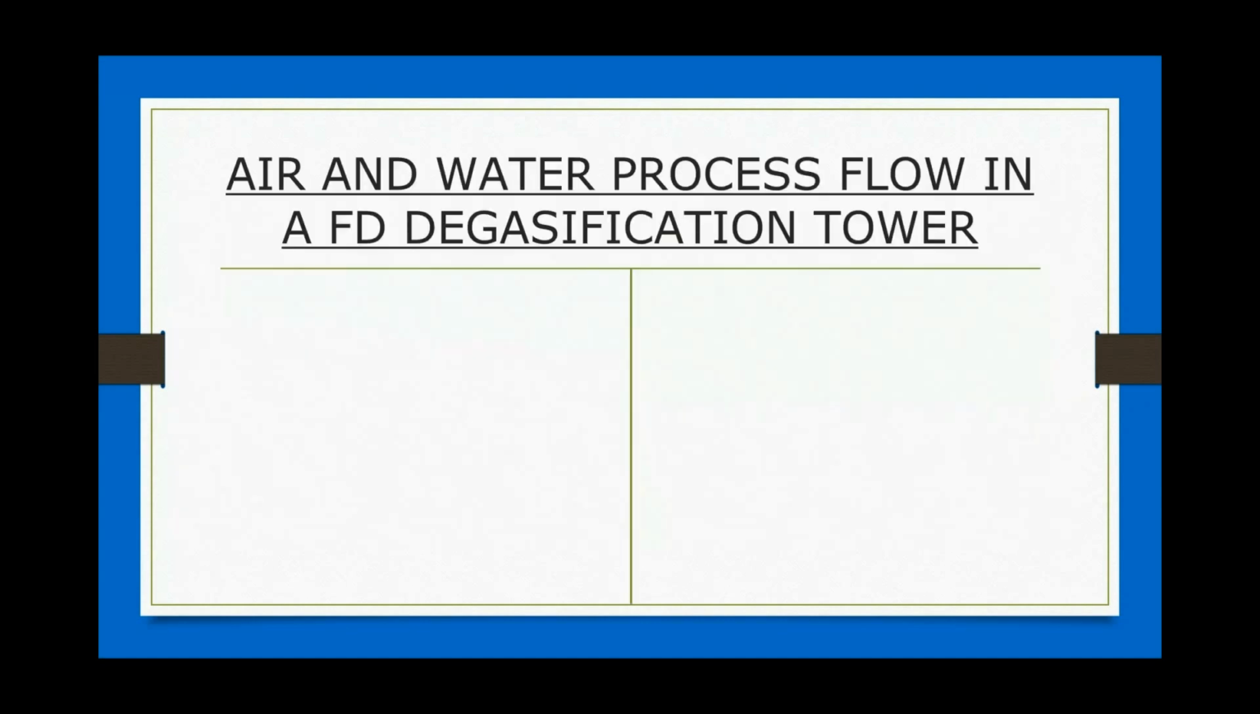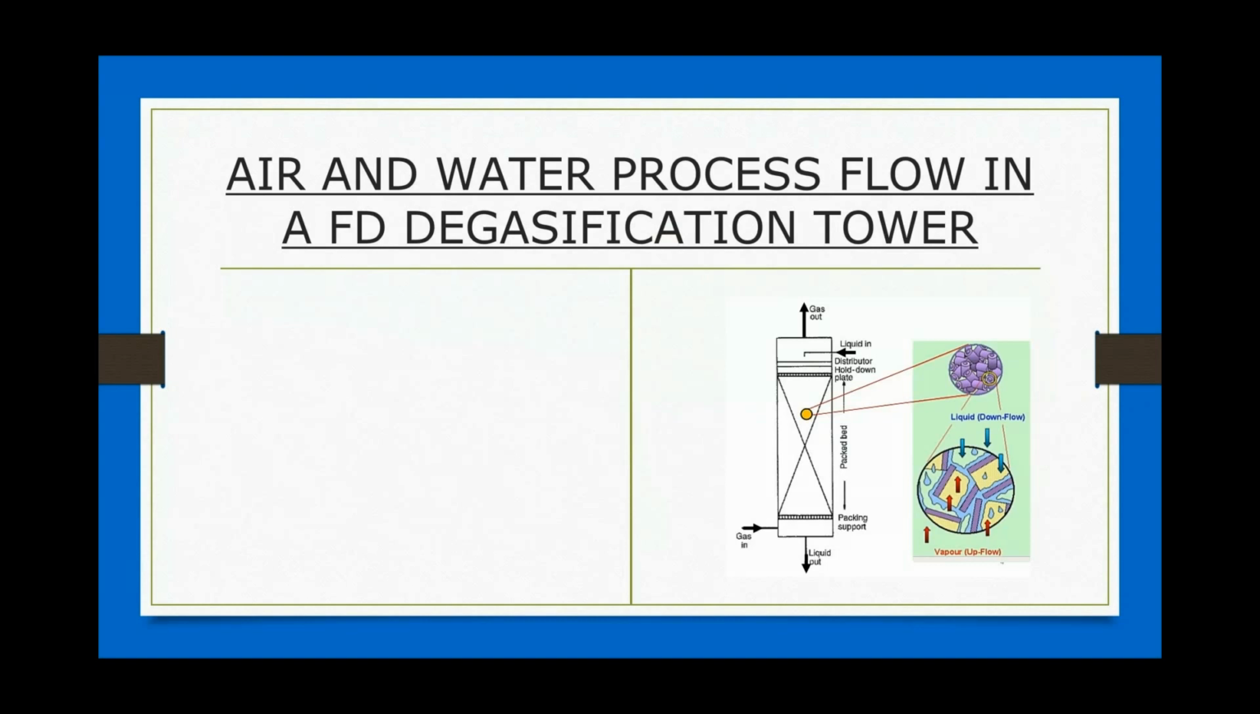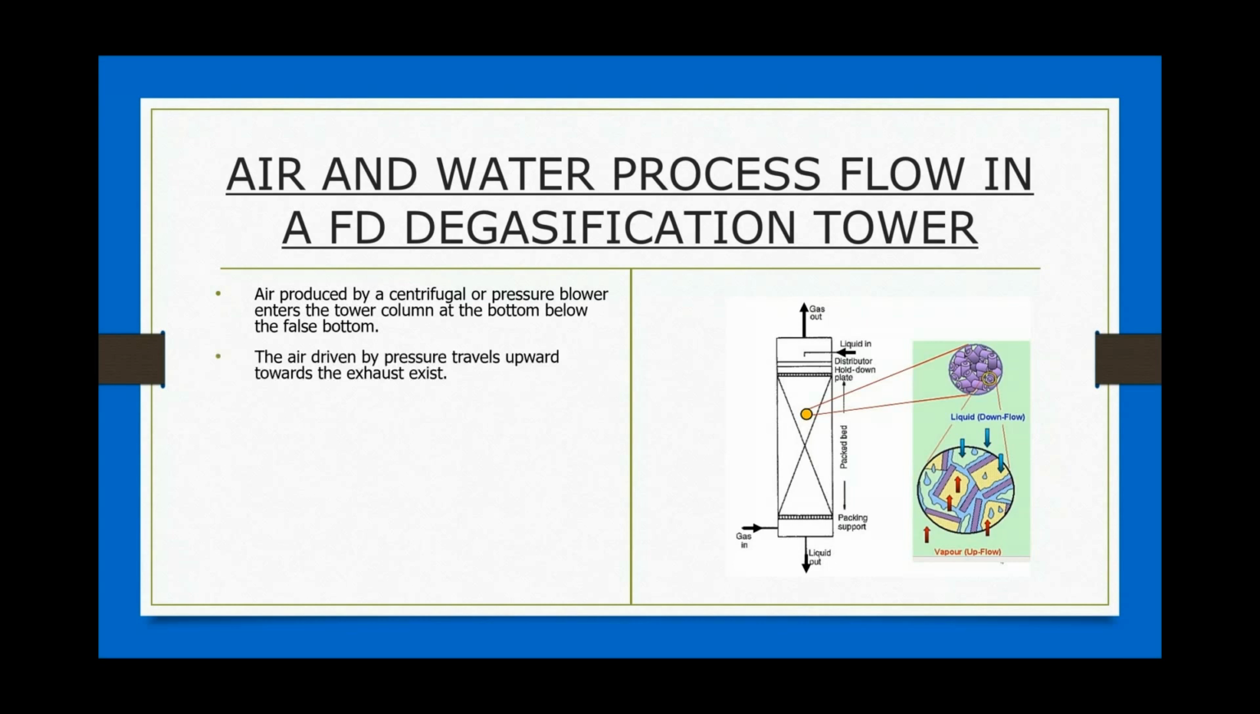So, air and water process flow in a forced draft degasification. Air produced by a centrifugal blower or pressure blower enters the tower column at the bottom, and this is called a forced draft situation. If the blower is mounted on the top, it would be called induced draft because it's pulling air. But this is a forced draft degasification. The air driven by pressure travels upward towards the exhaust and then exits out of the tower.